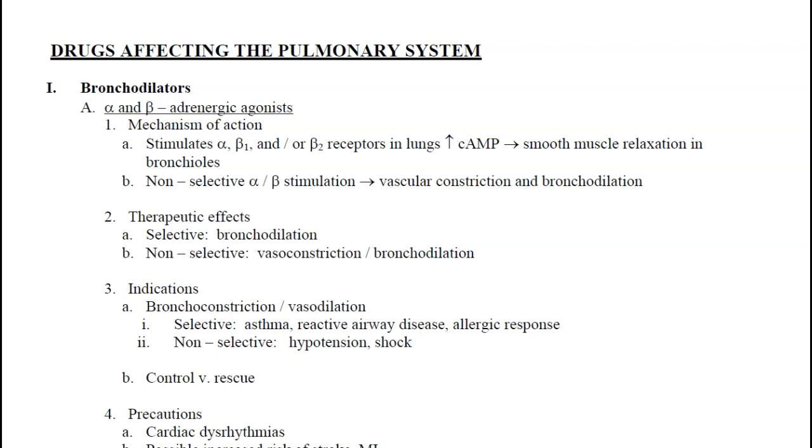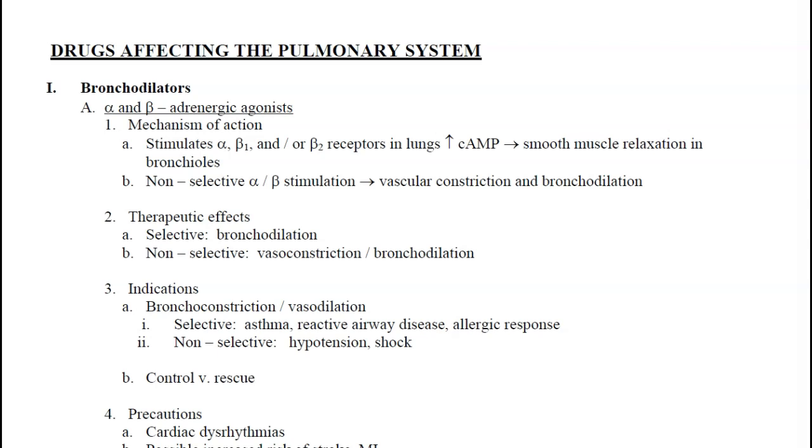Under bronchodilators, we have the alpha and beta adrenergic agonists. So it's mainly alpha 1 and beta adrenergic agonists. These medications are often used during the acute phase of an asthma attack. We'll go over it a little bit more and specify which one is used during the acute phase. And we'll talk about the difference between short-acting versus control medication.